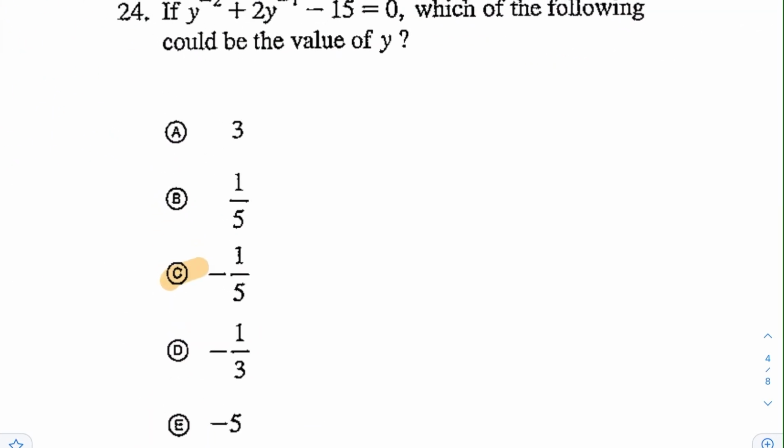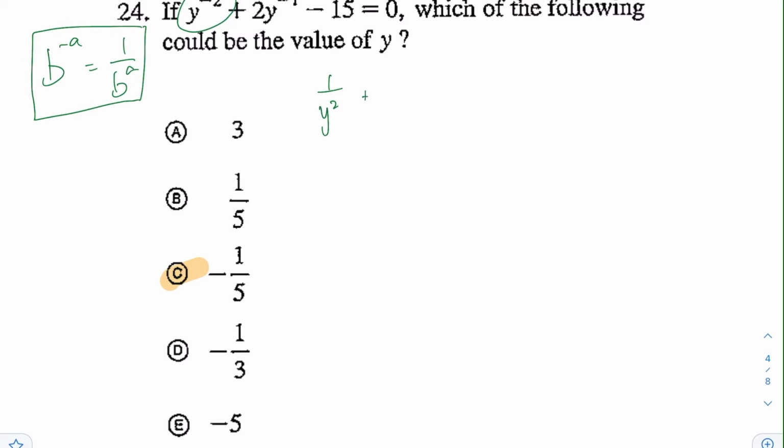Next to number 24, y raised to negative second power plus 2 times y raised to negative first power minus 15 is equal to 0. Then which of the following could be the value of y? So when you have b raised to the negative a, that's 1 over b to the a. A negative exponent means reciprocal. So y to the negative second power just means 1 over y squared.